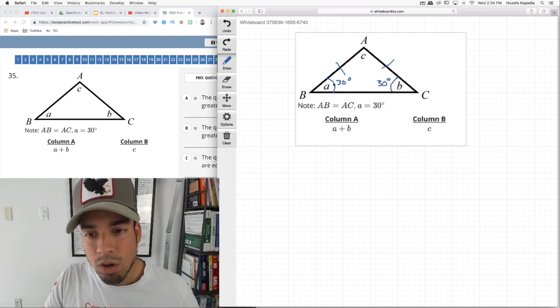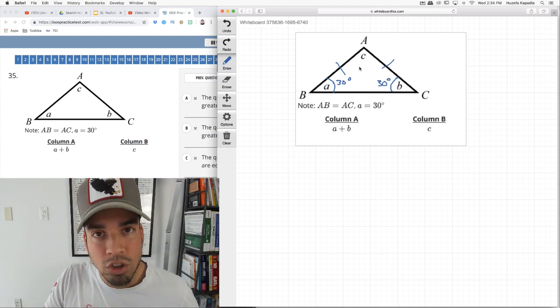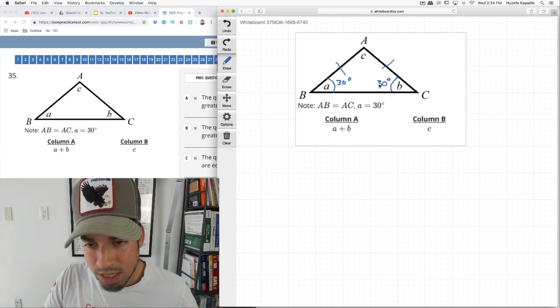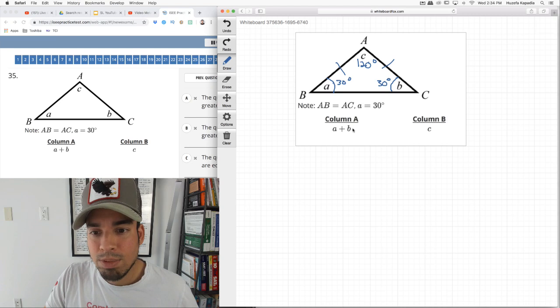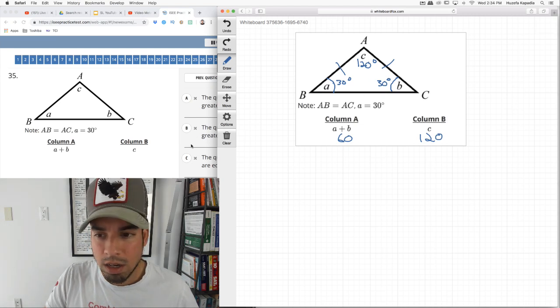Now the last rule we need to know is all the angles in a triangle add up to 180 degrees. So if this is 30, this is 30, that's 60. This one has to be 120 degrees. So A plus B is 60. C is 120. Let me just make sure I got this right. A, B. Yeah. So B is bigger.